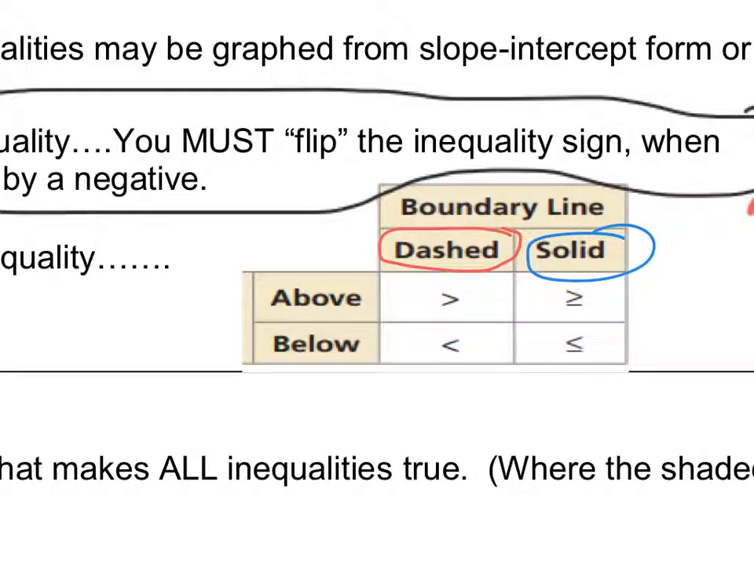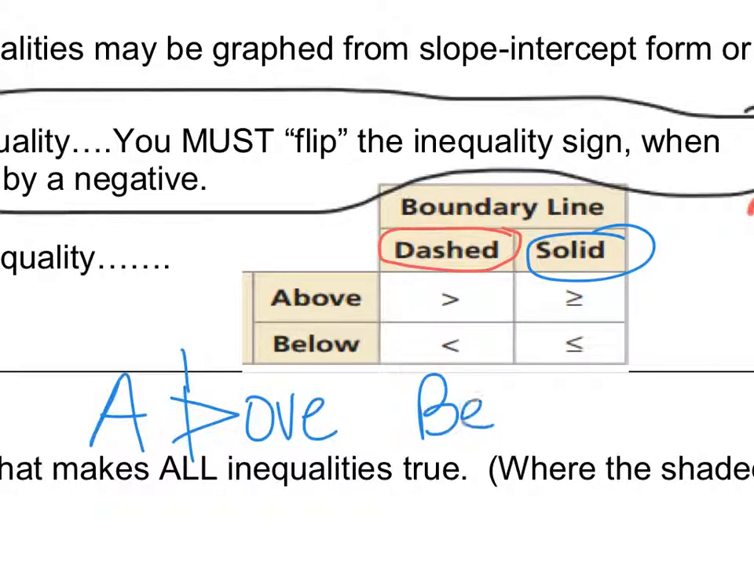We shade above for greater than, below for less than. And a good way to remember this is use the greater than symbol as your B for above. We'll go ahead and put a line through it so it looks like a B. And for below, you're going to use your less than symbol as the L. So that's above and below.